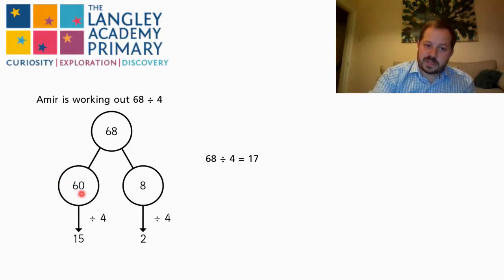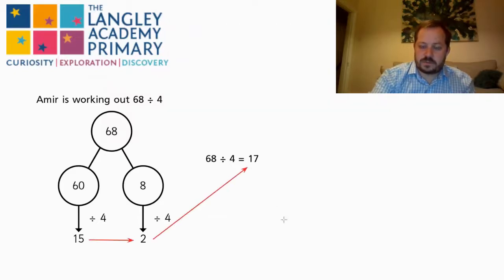Then after you split them into your parts, you divide by whatever you're dividing it by, 4 in this case. So 60 divided by 4 is 15, and 8 divided by 4 is 2. You add the 2 answers together, and that again gives you your answer.